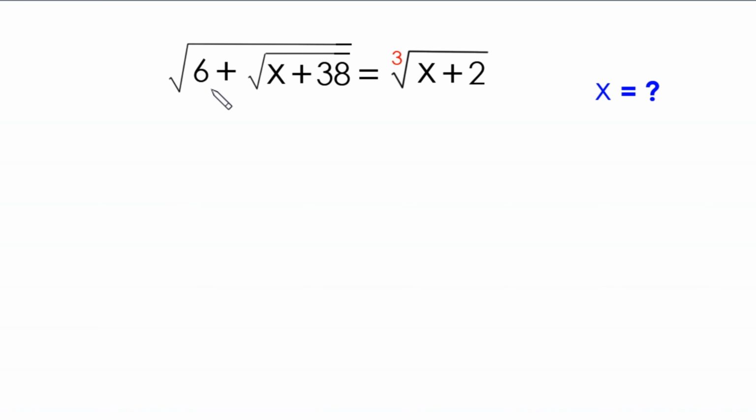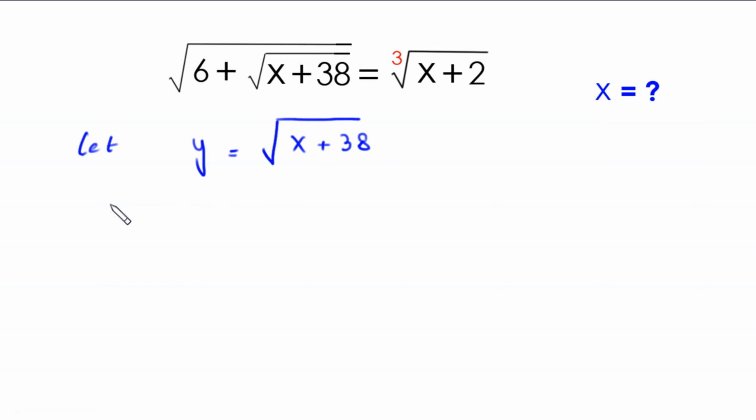The square root of 6 plus root x plus 38 is equal to the cube root of x plus 2. Our job is to find all possible values of x. So let's start. First, we suppose that y is equal to the square root of x plus 38.